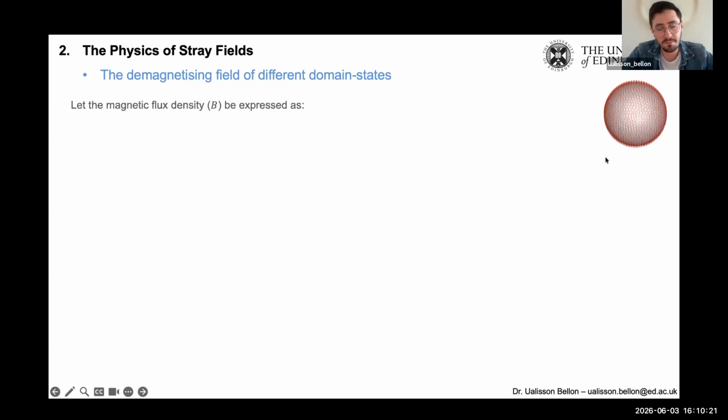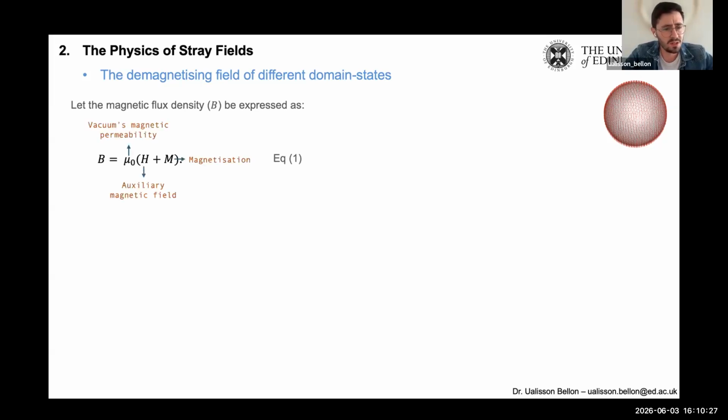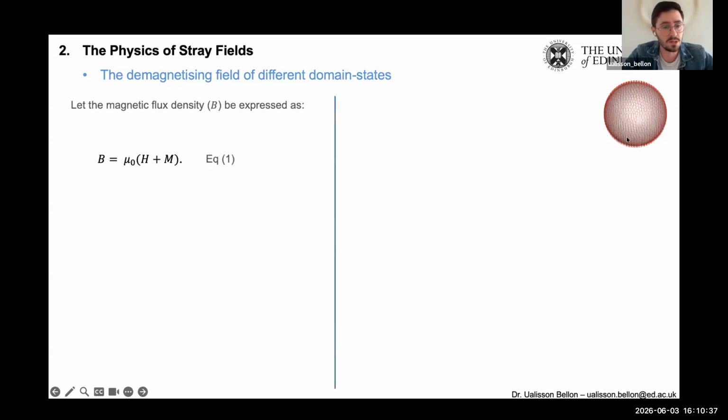And let's start with the basics. Let's start with the magnetic flux density within that particle. So we've all seen this equation before. We have the vacuum permeability, the magnetic permeability here. We have the auxiliary magnetic field, and we have the magnetization, which is basically these red arrows.